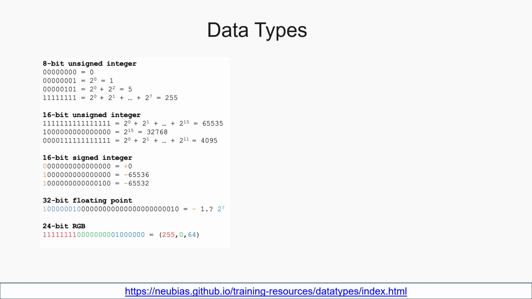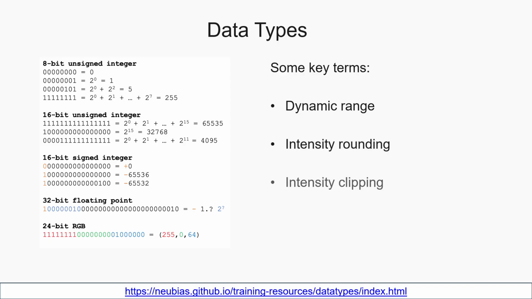Next, let's discuss data types. Data types determine how pixel values are stored and therefore what range of values is possible. Three important concepts are dynamic range, intensity clipping, and intensity rounding.